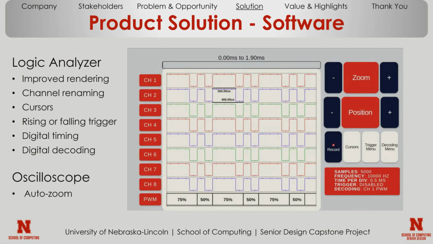We added digital cursors, so you can drag the cursors across and see how much time passes between them. We also had rising and falling trigger support, as well as digital timing. You can see here on the slides, 300 and 400 microseconds, as you hover over the different signals, you can see how long they are in time, as well as digital decoding at the bottom. Here we have some example PWM signals that have 75 and 50% duty cycles just alternating back and forth.